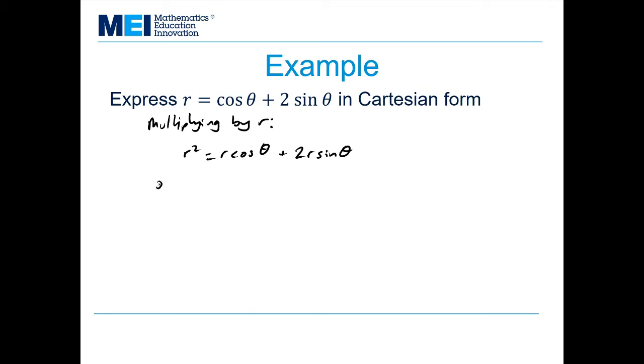We know that r squared is x squared plus y squared. We know that r cos theta is just x. We know that r sin theta is y. So we've got x squared plus y squared equals x plus 2y, like that.